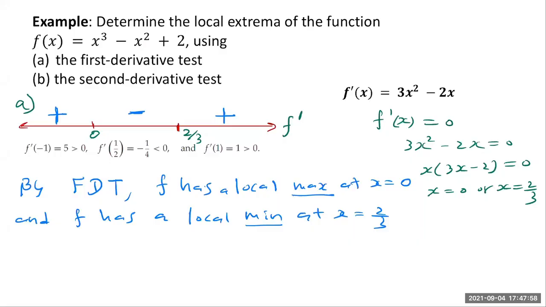Okay, now let's do this using the second derivative test. To do this, I'm going to have to find my second derivative. F double prime of x, you just differentiate this function one more time, then you get 6x minus 2. That's the second derivative. Okay. Now, how to use the second derivative test?